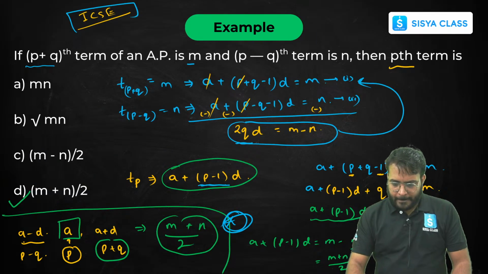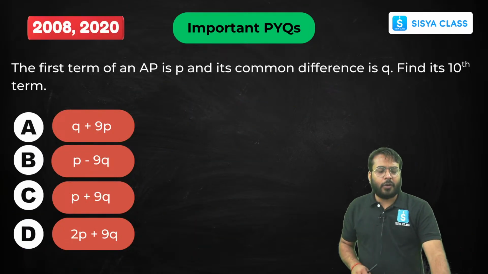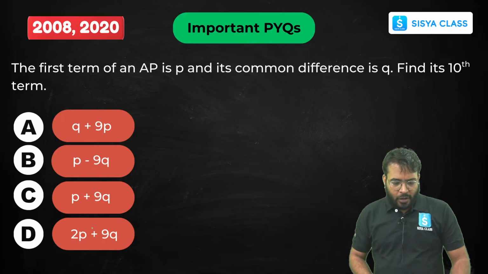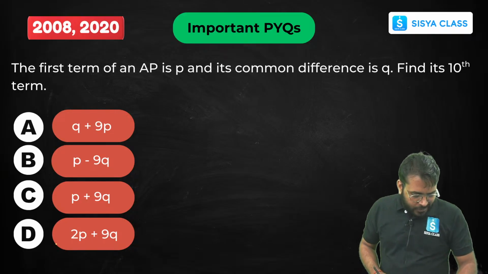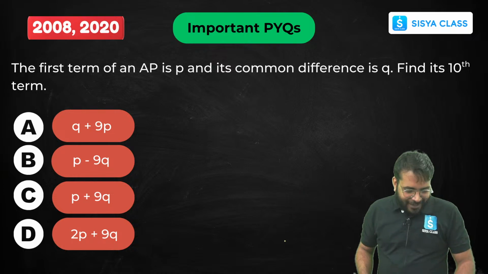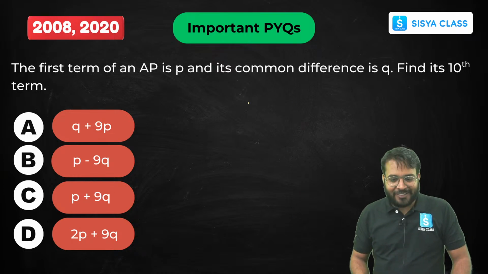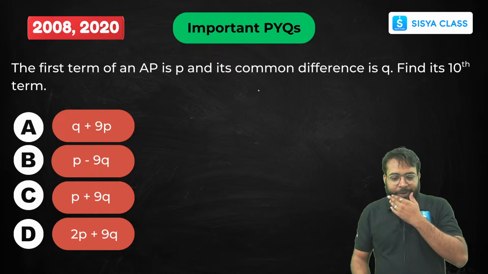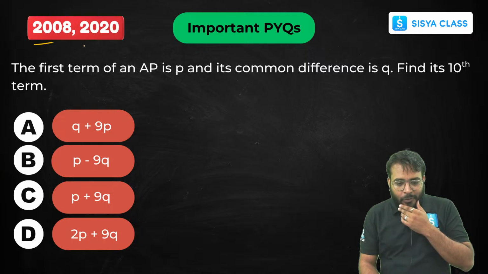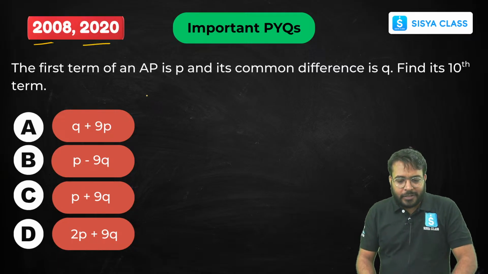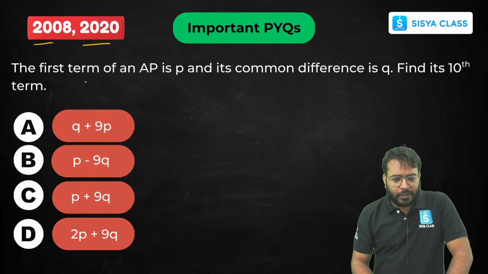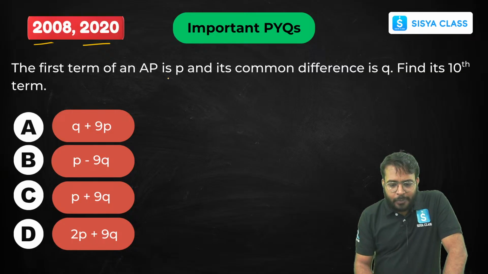Now let us move to one more important question, dear. This question has been asked in 2008 also. Can you see this question, beta? Can you look into this question? The first term of AP is P.